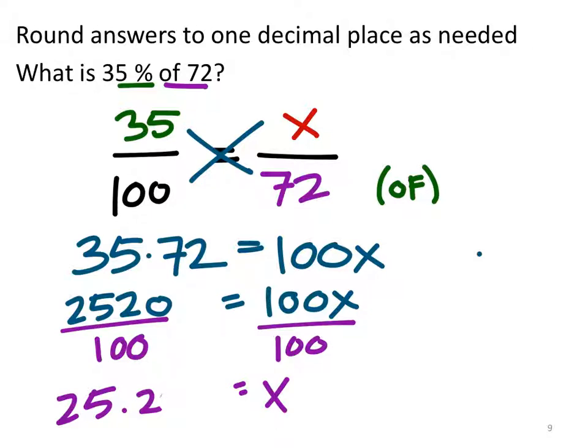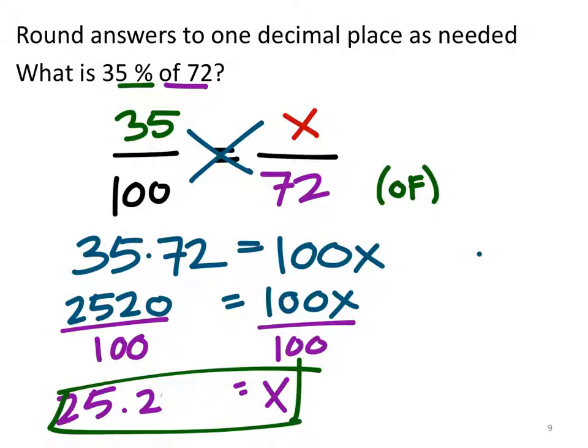Now you could check. You could, in your calculator, put 35 divided by 100, which is 0.35. 25.2 divided by 72 should equal the same value, 0.35, and it does. So we know then that our answer is correct. Bam.